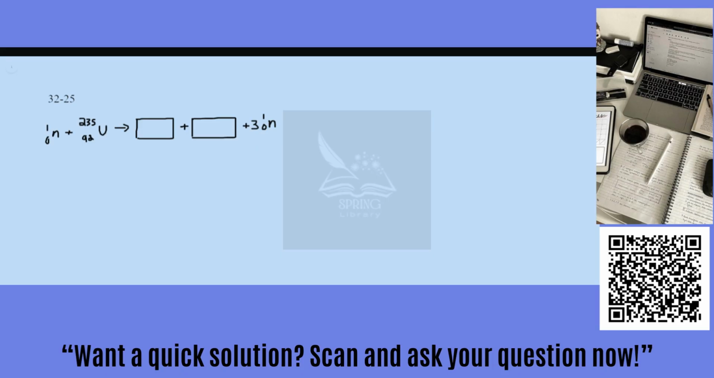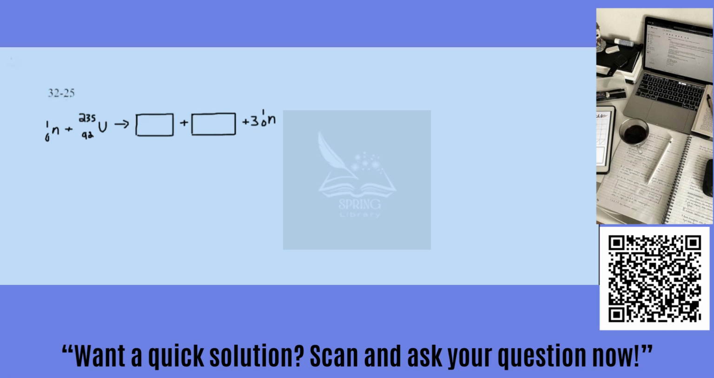Question 25 states that uranium-235 fissions into 2 fragments plus 3 neutrons, shown with this reaction here. These 2 blank spots are not provided, but we are told that they are 2. It tells us the mass of the neutron and the mass of uranium, and it states that if 220 MeV of energy is released, what is the total mass of the 2 fragments?